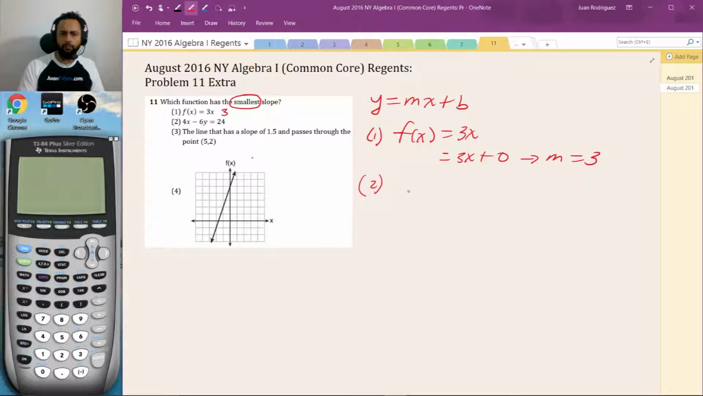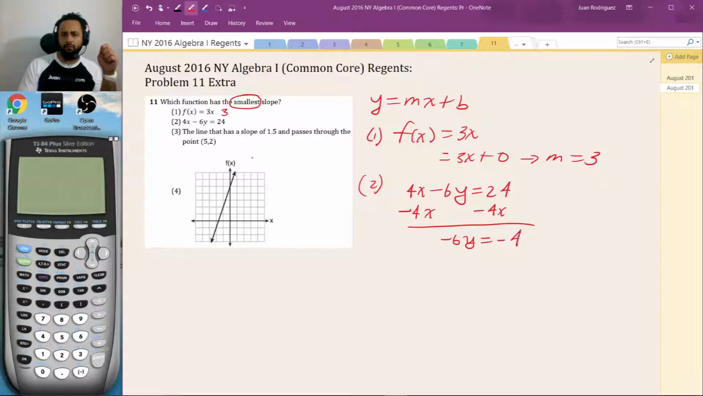Choice 2, so 4x minus 6y equals 24. Just do your algebra carefully here. We're going to get everything that's on the left, put it all on the right, except for y. We want y to be by itself. So subtract 4x, and we get negative 6y equals negative 4x plus 24, and divide by negative 6. We get y equals negative 4 over negative 6, which is 2/3 x, and then 24 divided by negative 6 is negative 4. The slope is 2 over 3. We want the smallest slope, so it's not number 1.